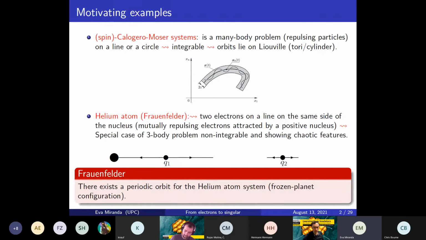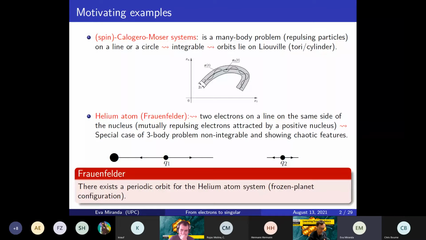We're in a very close situation to the Calogero-Moser, apparently, but we are not, because this system is non-integrable. This would be a special case of a three-body problem, which is non-integrable and which shows chaotic features. So one of the things that are common in Hamiltonian systems that are integrable is the existence of periodic orbits. One tends to think that when you throw a particle, it will come back. Of course, we are interested in having periodic orbits because sometimes this could be a satellite, as we will discuss in some slides.